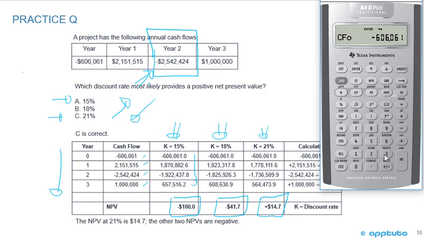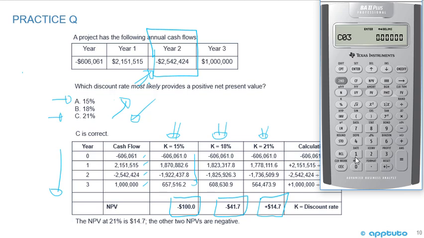606061, and that's a negative. Enter, arrow down. The next cash flow is 2151515. That's a positive. We're going to hit enter. Frequency on that is 1. The next cash flow is the 2542424, and that's a negative. Got to be very careful. Hit that plus minus key. Going to hit enter, arrow down. Frequency on that is 1.